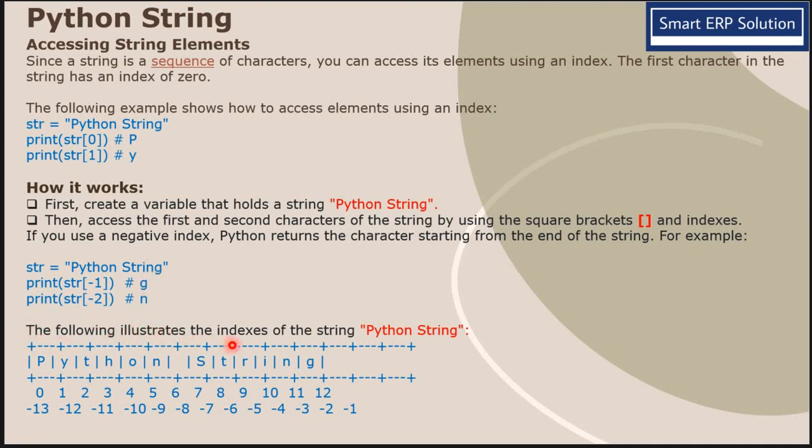The following illustrates the indexes of the string, Python string. This is the position. This 0, 1, 2, 3, 4, 5, 6. The space will count as 6, then 7, 8, 9, 10, 11, 12. And if we count from the last character, -1, -2, -3 and so on.